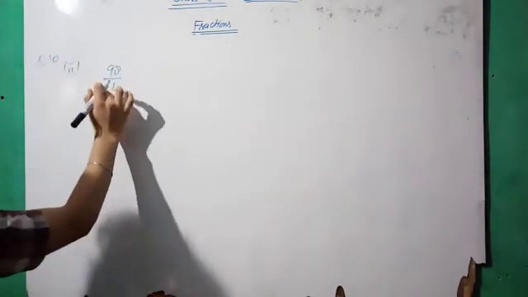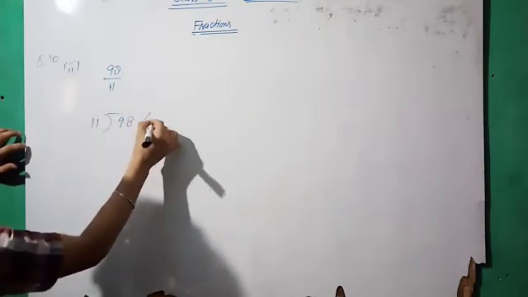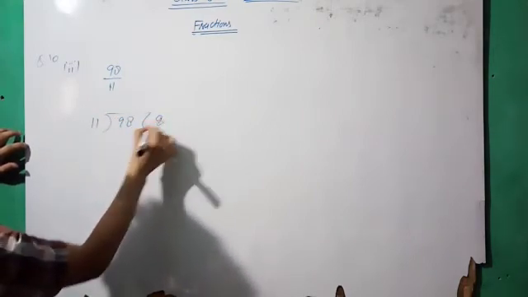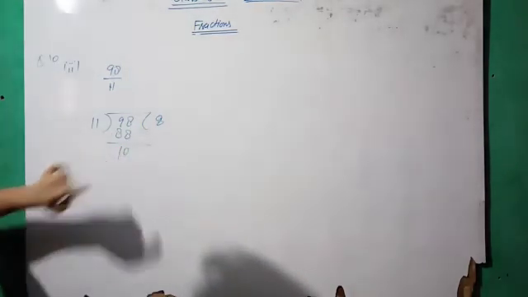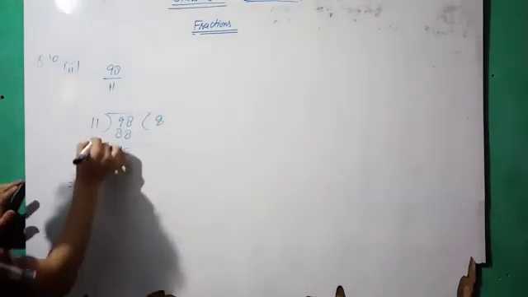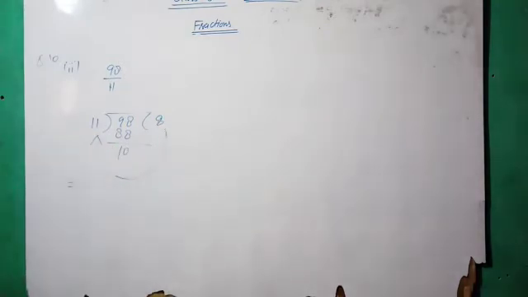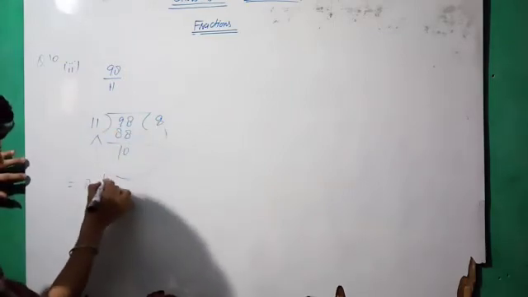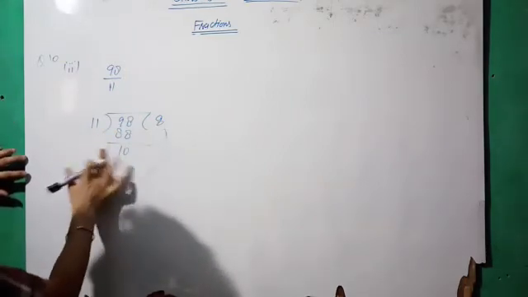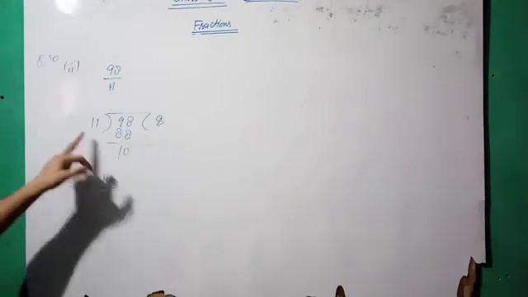Okay. We have to divide 98 by 11. So 11 divided by 98. 11 eights are 88. Okay. Then the rest of the part is 10. So we can see that by clockwise direction. Okay. This is just the way to find out the mixed fraction. 8 whole 10 by 11. Don't draw this. 8 whole 10 by 11.